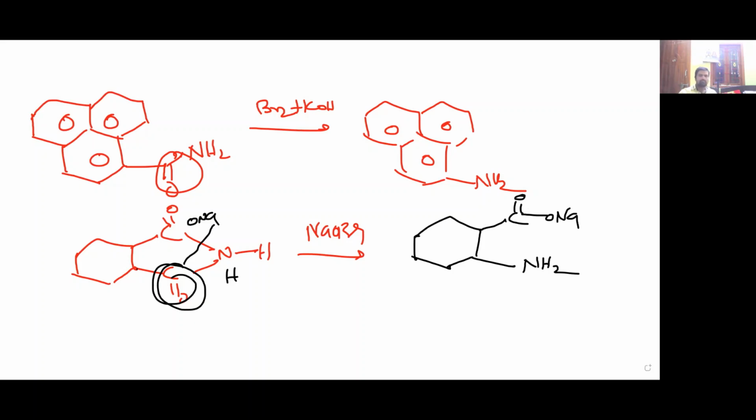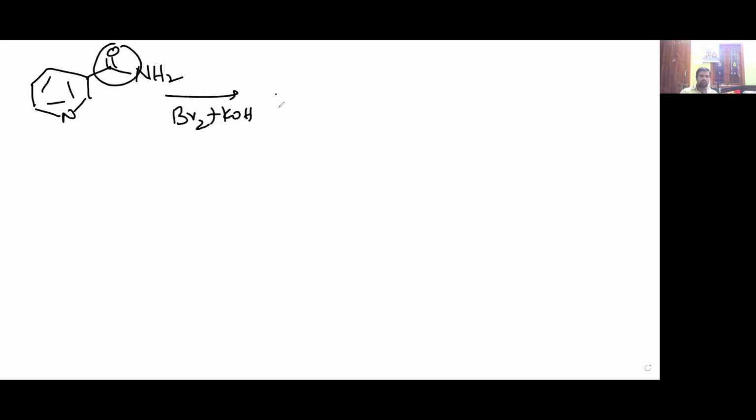Yes. Next. This is C double bond O NH2 and ring, the same Br2 KOH. What I told, just C double bond O is missed. There is no change. Don't confuse. You are going to get this one.